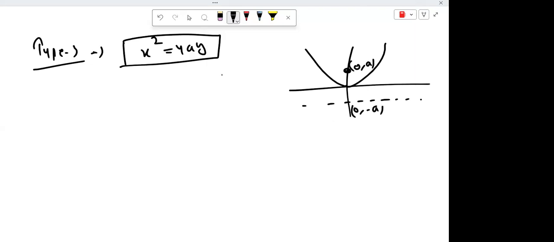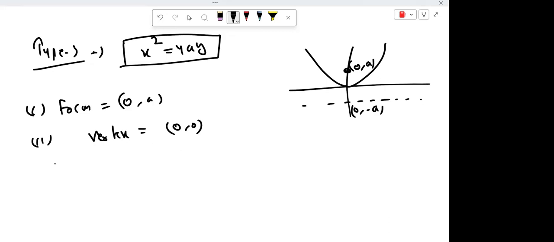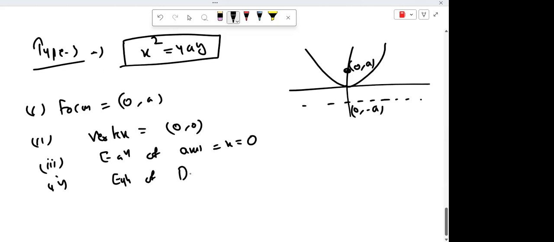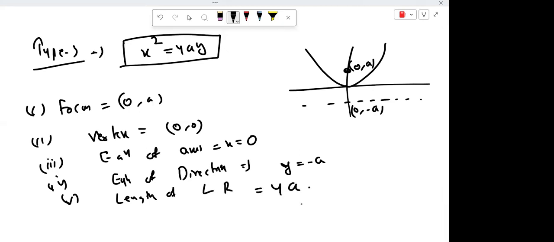So if the equation looks like this, then focus is (0, a). Vertex is (0, 0). Equation of axis is x equals 0. Equation of directrix is y equals minus a, and length of LR is the same, 4a. Note it down.